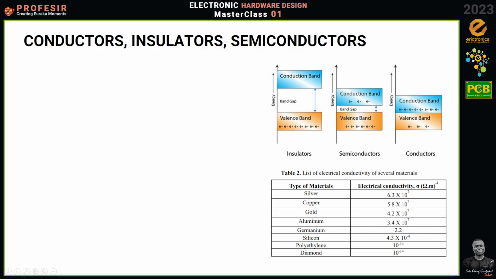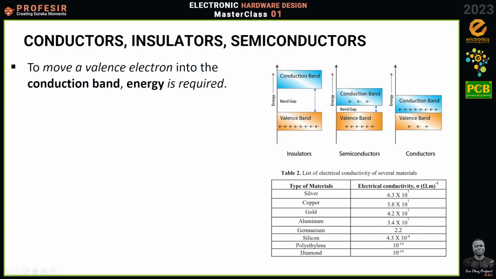Now, I've been mentioning band. What are these things and how are they useful to us? Before we can move an electron from the valence band, we have to put in energy. This energy could be thermal energy, it could be light energy. The fact that a solar panel is able to generate electricity is because the solar cells absorb energy from the light incident on them, and that energy is used to excite an electron from the valence band into the conduction band.